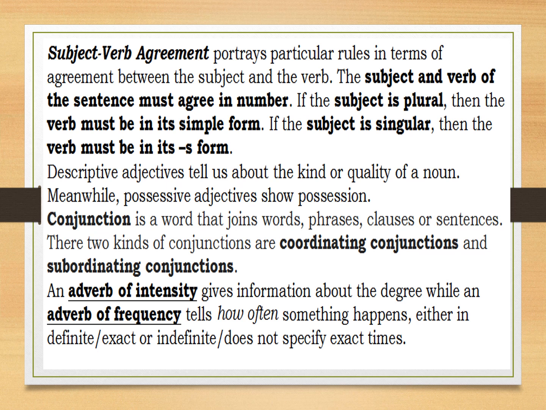A descriptive adjective tells us about the kind or quality of a noun. Meanwhile, possessive adjectives show possession. A conjunction is a word that joins words, phrases, clauses, or sentences. There are two kinds of conjunctions, and these are the coordinating and subordinating conjunctions. An adverb of intensity gives information about the degree, while an adverb of frequency tells how often something happens, either definite, exact, or indefinite, which does not specify exact time.